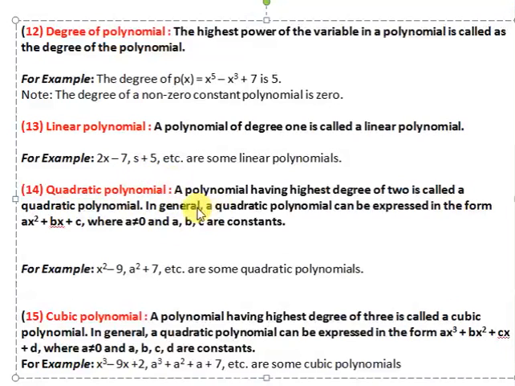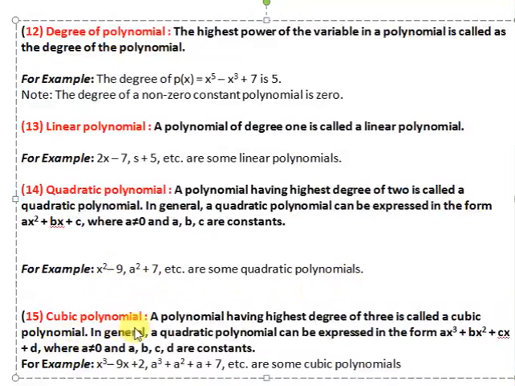Quadratic polynomial. A polynomial having highest degree of 2 is called a quadratic polynomial. If the degree of the polynomial is 2, then it is called a quadratic polynomial. Here is the example, x square minus 9 or a square plus 2. See the power of the variable. Here the power of the variable is 2, therefore it is called a quadratic polynomial.